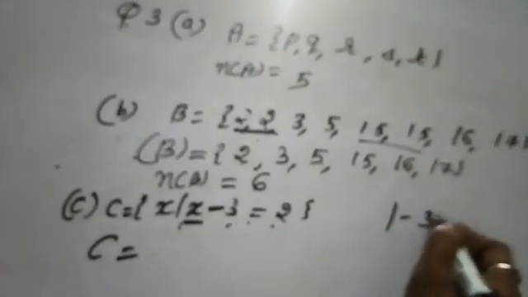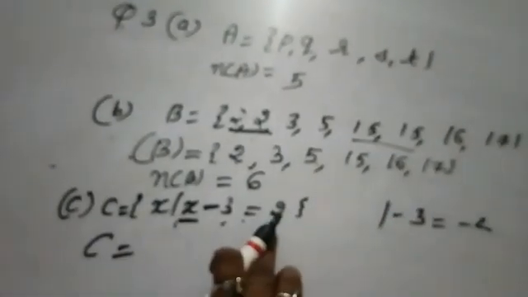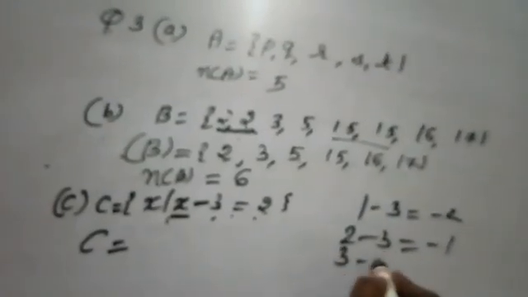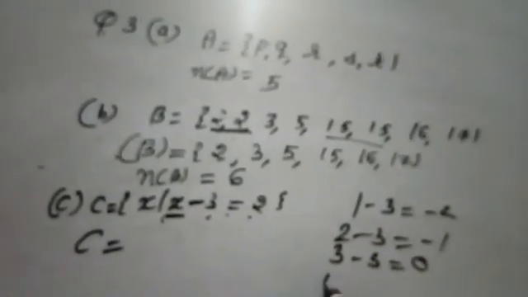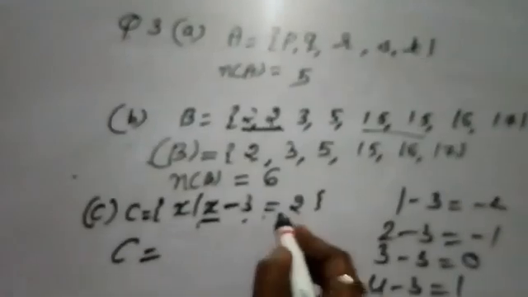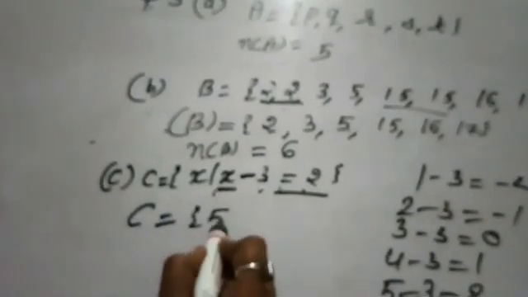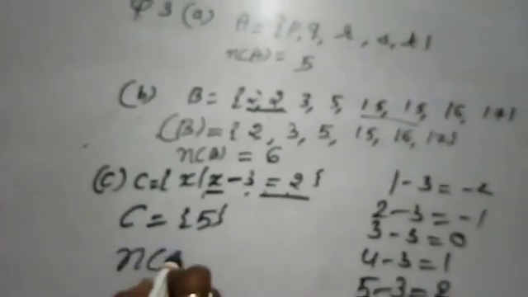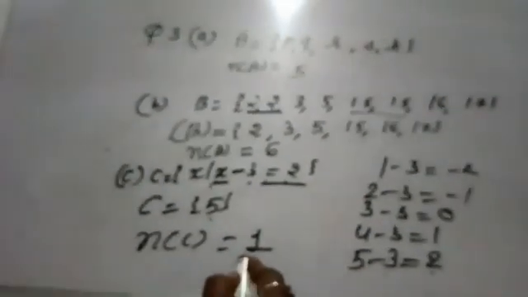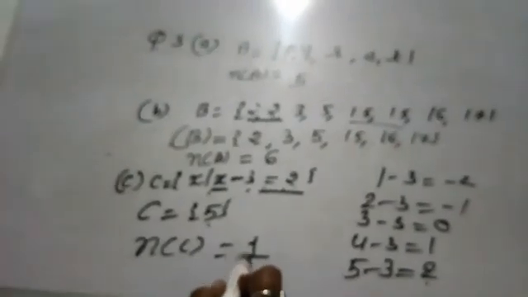When we see it is minus 2, is this right? No. Now 2 minus 3, it is minus 1. 3 minus 3, that is 0. 4 minus 3, it is 1. But when we see 5 minus 3, our answer is 2. It means our condition is satisfied. So the element of C is only 5. It means the number of elements in C is only one. So the cardinal number of set C is 1.